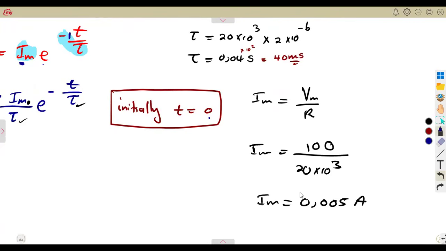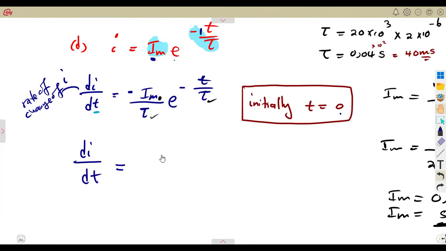And you can write this in milliamps by multiplying by 10 to the exponent of 3, or 1,000. That is going to give you 5 milliamps as your Im. So guys, remember it's a value to be used, so changing these to milliamps does not even make sense. Just write that value as it is.